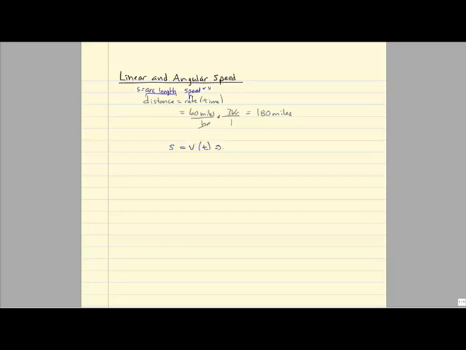Now if we solve this for velocity, I divide both sides through by t, and I get velocity equals S over t. So again, v is velocity, s is arc length, t is time. So this is an important formula to know, and this is the formula that we use when we're trying to track linear speed.